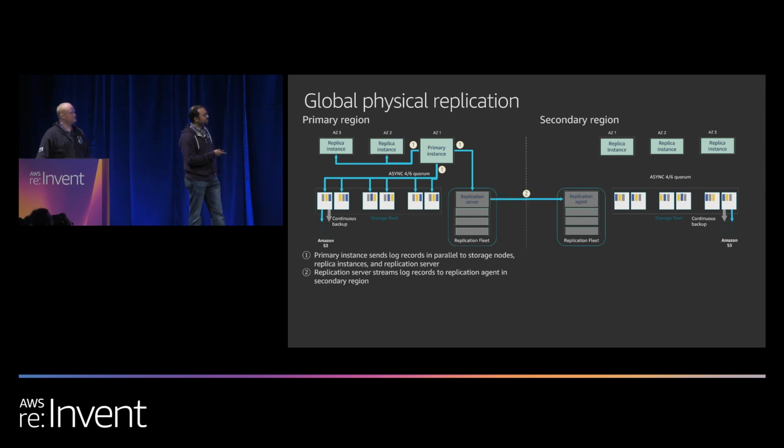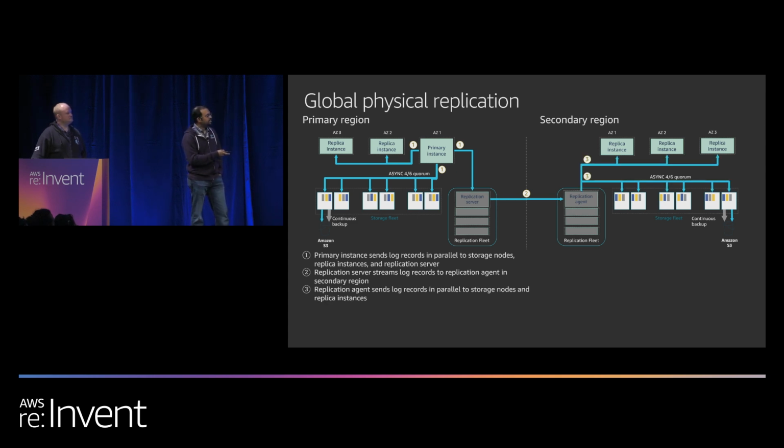So now the replication servers send it to the replication agent across region. This is the second region. And from this point onwards, the replication agent is going to behave like a writer. So it gets the streams of data from the original writer, and it is behaving like a writer. So it sends in parallel to the read replicas that you can have. So with global databases, you can do reads on a different region.